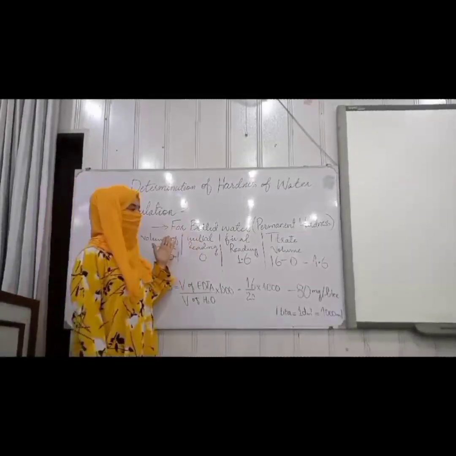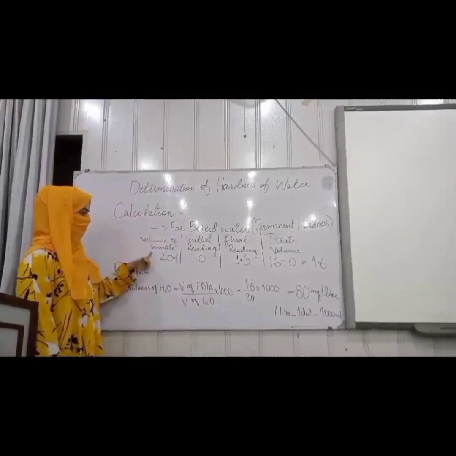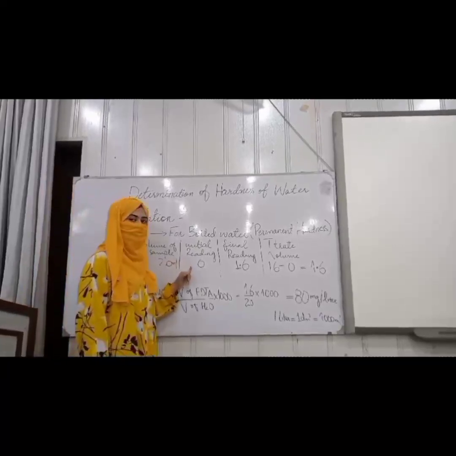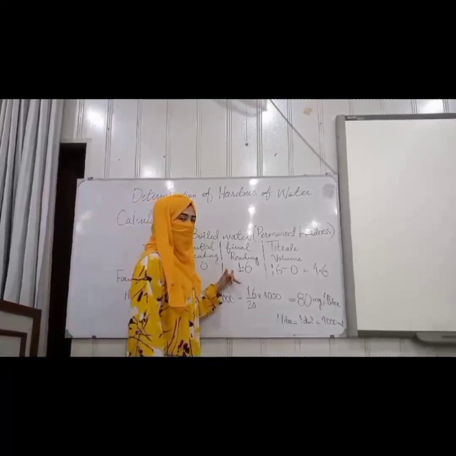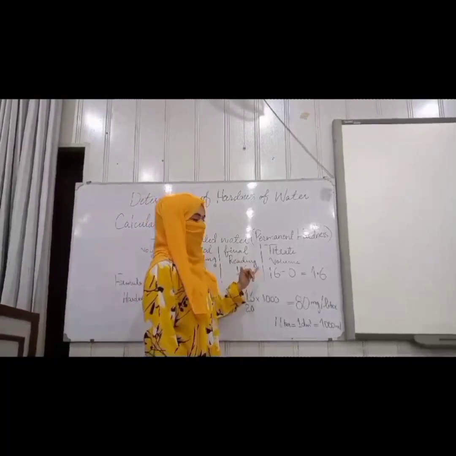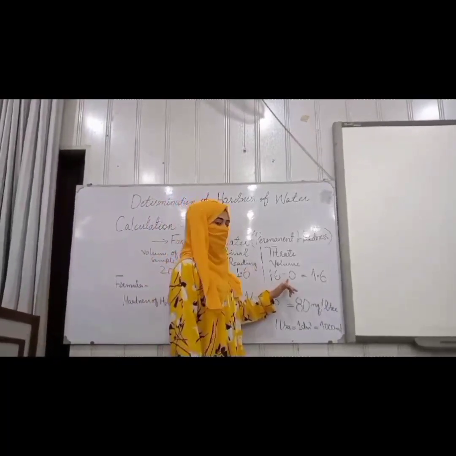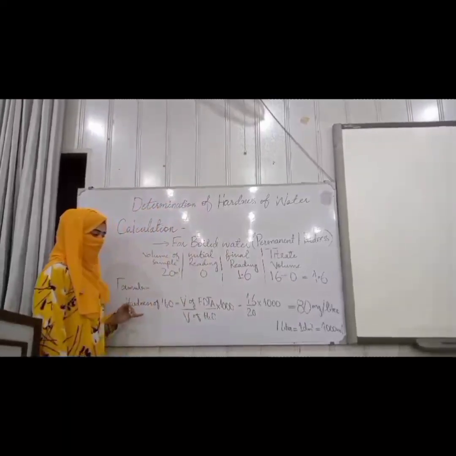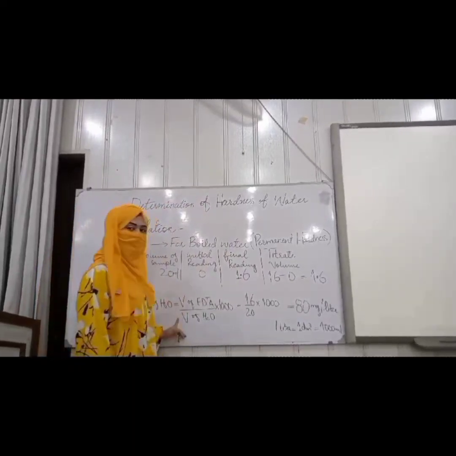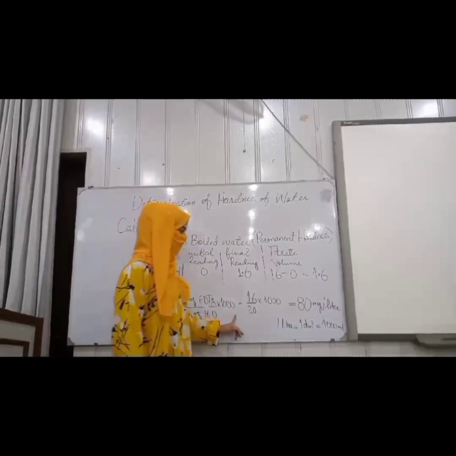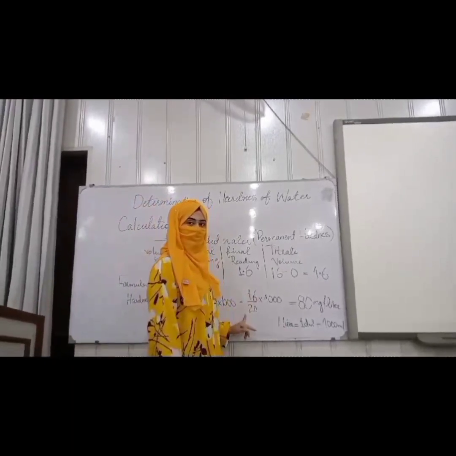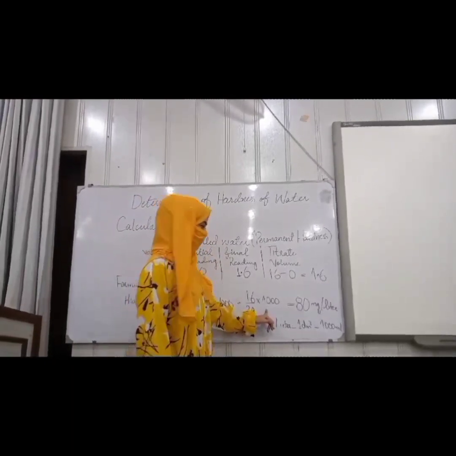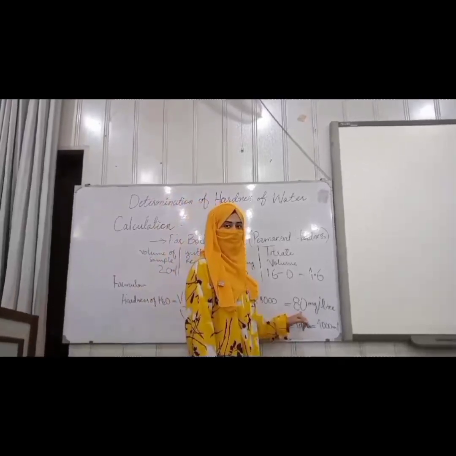Calculation for the determination of permanent hardness in water. Volume of sample is 20 ml, initial reading is 0 and the final reading is 1.6. Titrate volume, final reading minus initial reading, is equal to 1.6. Formula: hardness of water is equal to volume of EDTA divided by volume of water multiplied by 1000, which is 1.6 over 20 multiplied by 1000, and the answer is 80 milligram per liter.